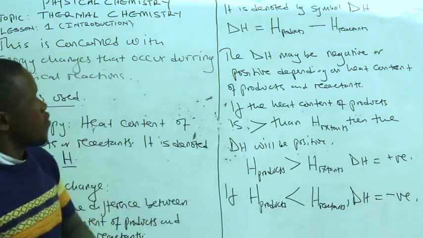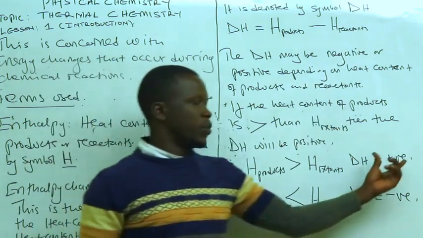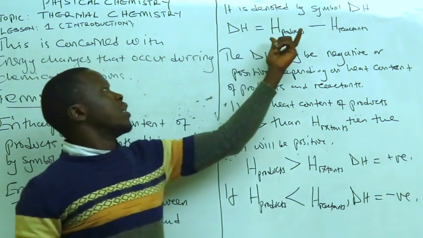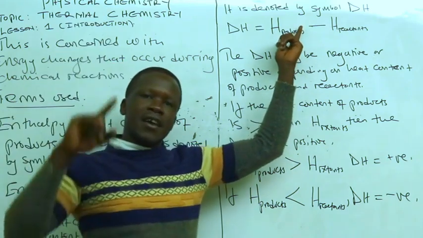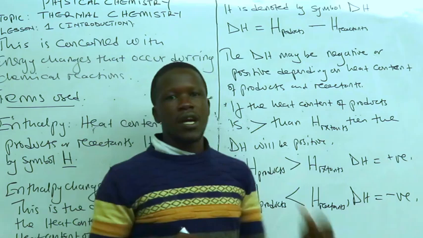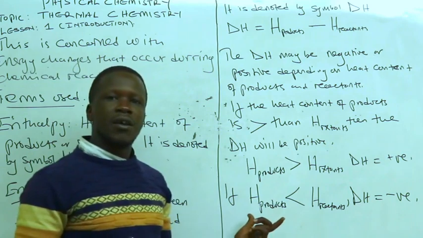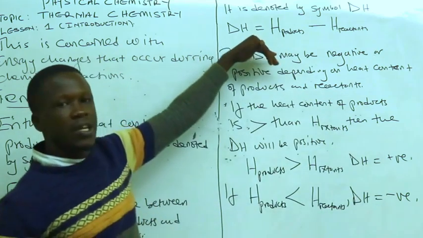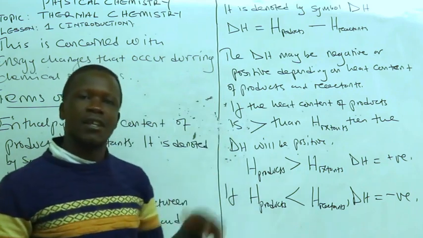Now, if the overall enthalpy of the reaction is positive, it simply means that the products formed are at a higher energy level or a higher energy content than the reactants. But if the enthalpy change of the whole reaction is negative, then the products formed are at a lower energy level or have a lower energy content than the reactants.